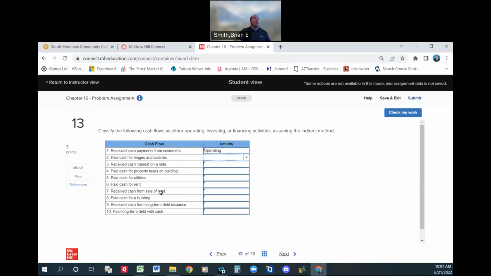Cash received from sale of land should be investing activities. And then, looking for one that should be paid long-term debt with cash. That should be financing activities. Okay, those are just some examples.